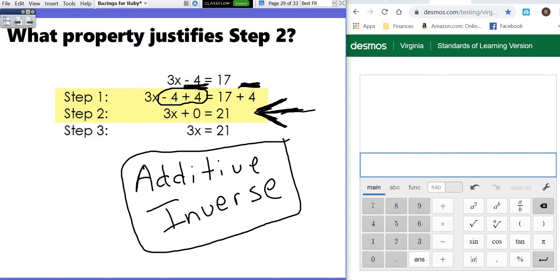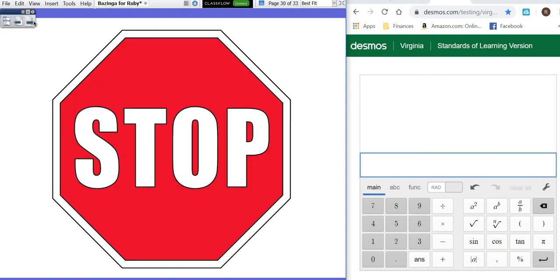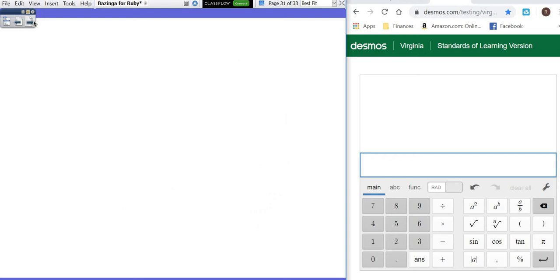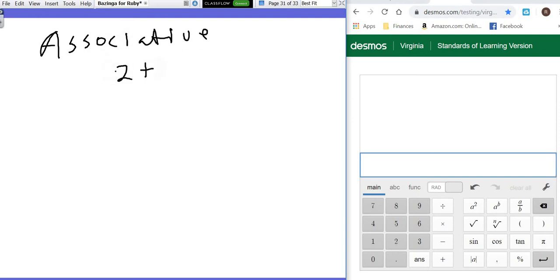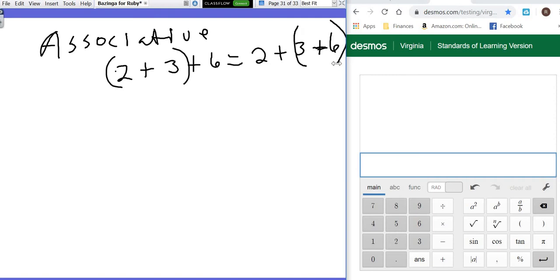So don't worry, we're going to have lots of time to talk about other properties. Just a quick review, I'm going to go past here, is the associative property. Okay, and associative property just means that if you have 2 plus 3 plus 6 and you have it exactly in the same order on the other side of the equal sign, okay, all it means is that your parentheses changed the grouping. Your parentheses moved, but the order was the same.